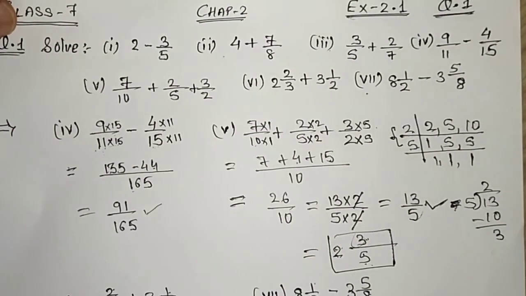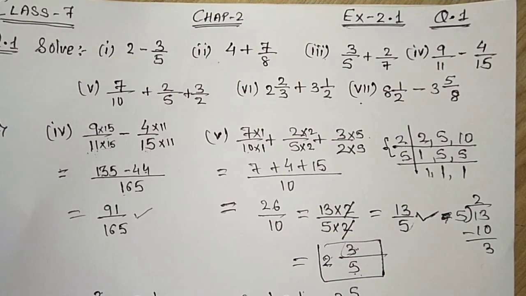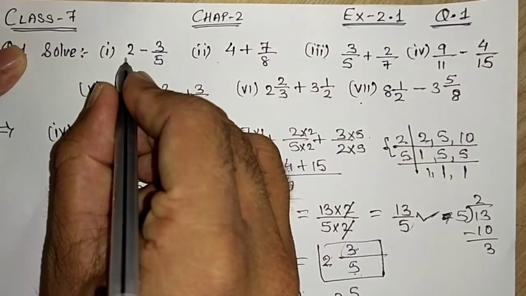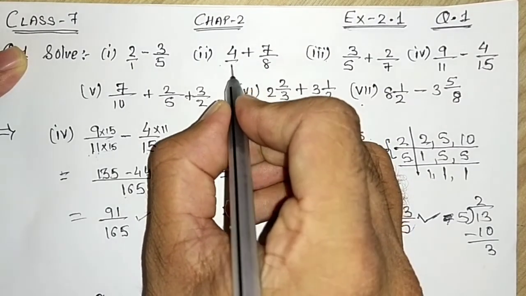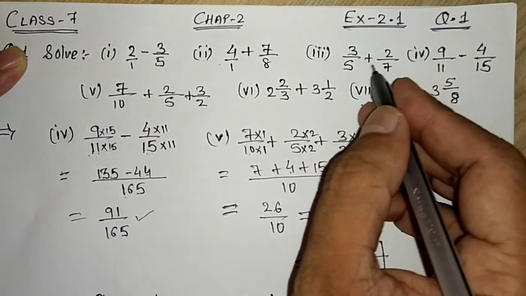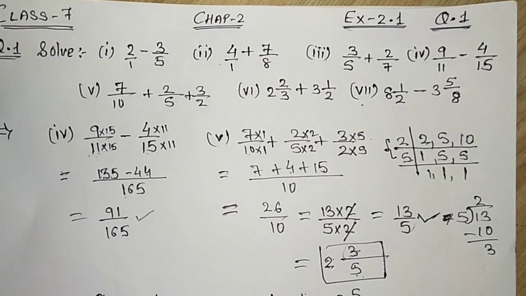1, 2 and 3 you have to solve the same way. Here you don't have a denominator, so it will be 1. Here you don't have a denominator, so it will be 1. And here they already have the denominator, you have to just take the LCM. So that is the work you have to do on your own.